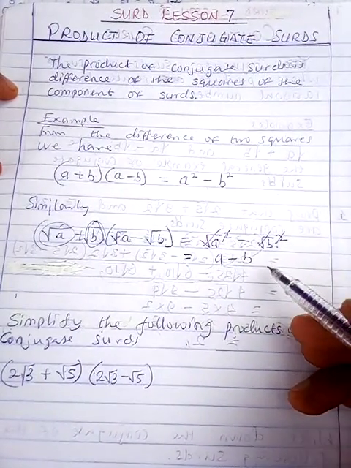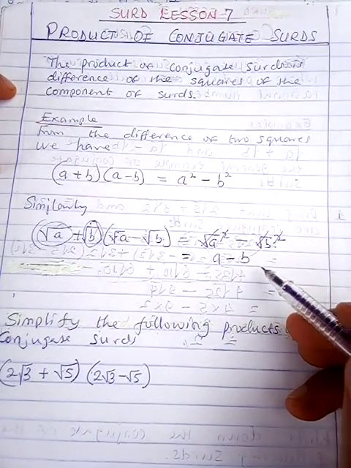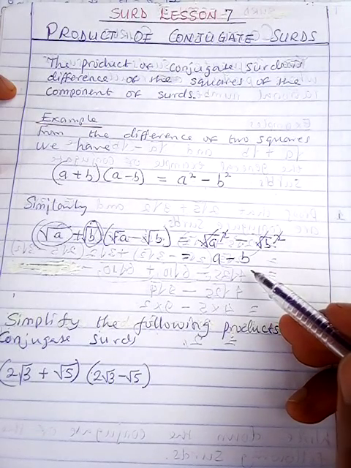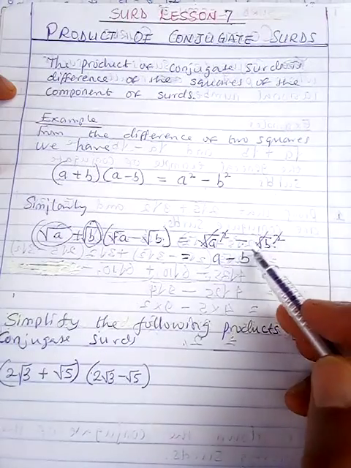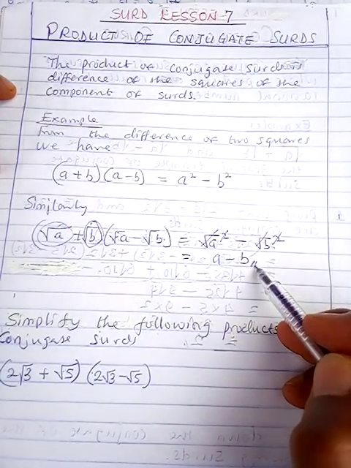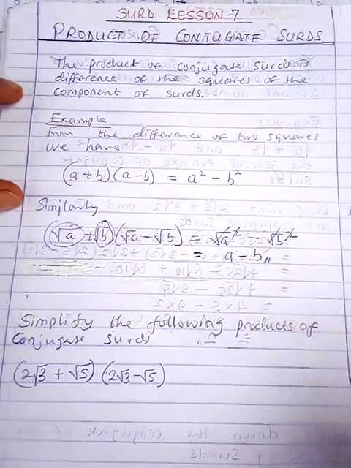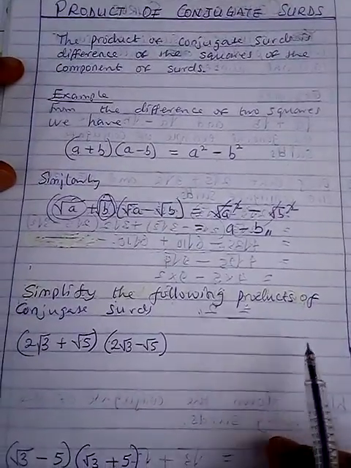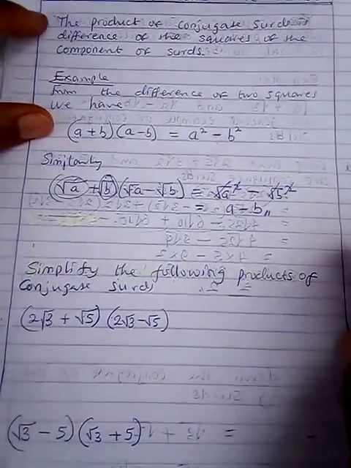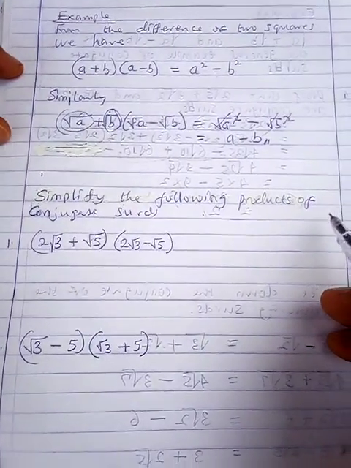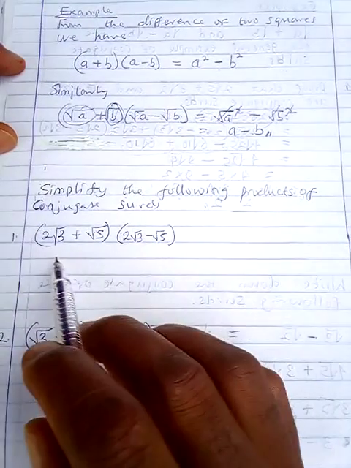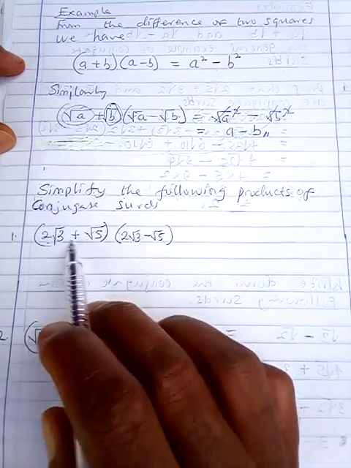So that is why we say that the product of conjugate Surd is the difference of the squares of the component of the Surd. So when you square this component and you find the difference, you are going to have the product of the Surd. Now we are going to simplify the following, find the following product of conjugate Surd. So we have some product of conjugate Surd here. This and this are conjugate Surd. How do you find that product?